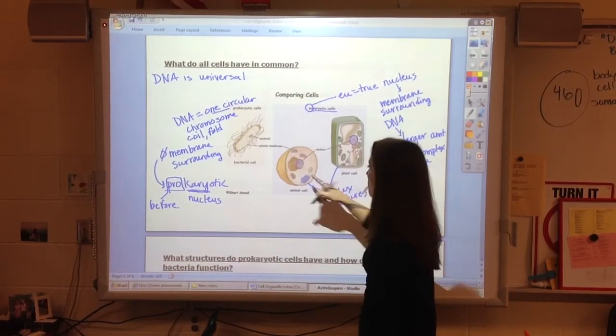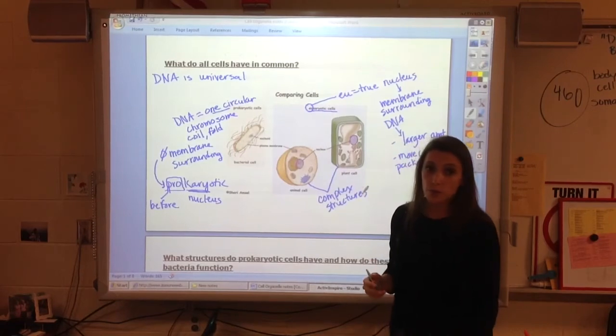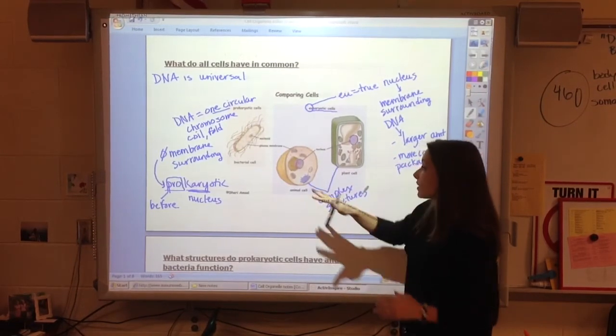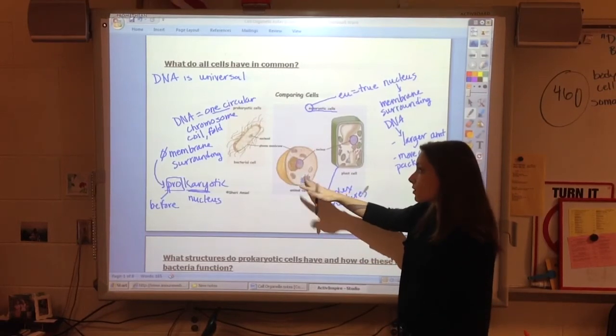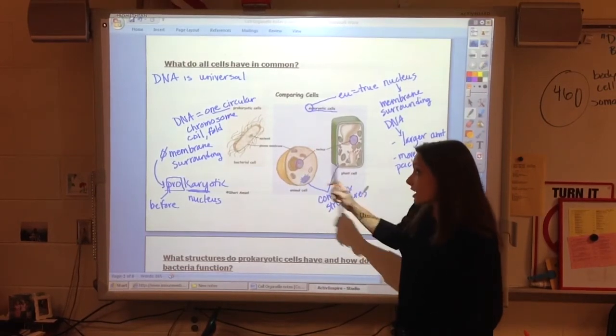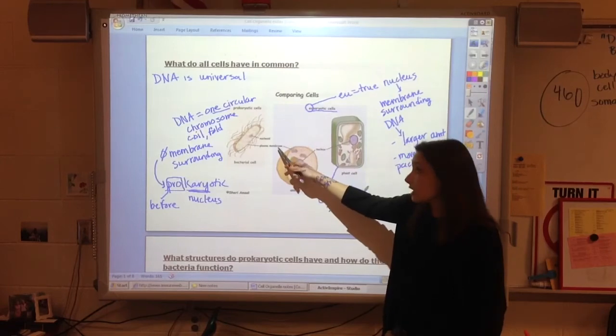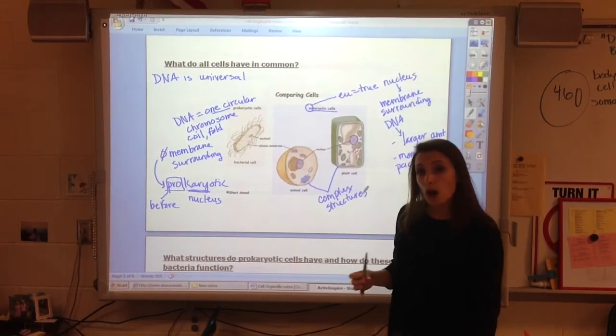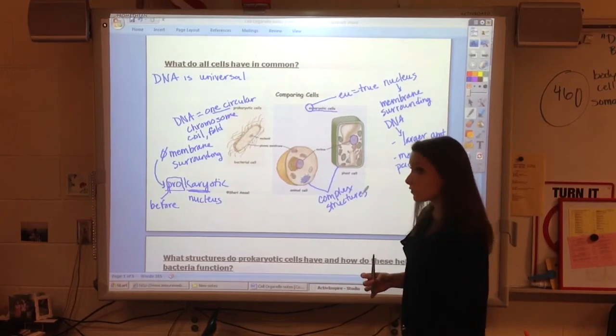These are going to be our membrane-bound or membrane-surrounded organelles, things like the endoplasmic reticulum and the Golgi. All cells have some type of membrane. It just depends on the amount of membrane that's being used and what those membranes are being used for.